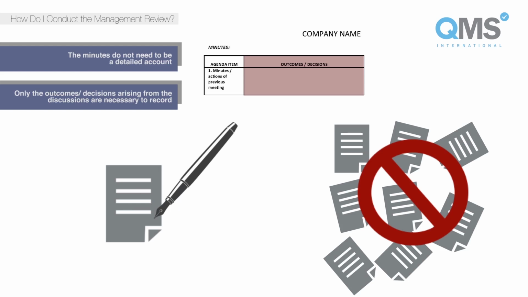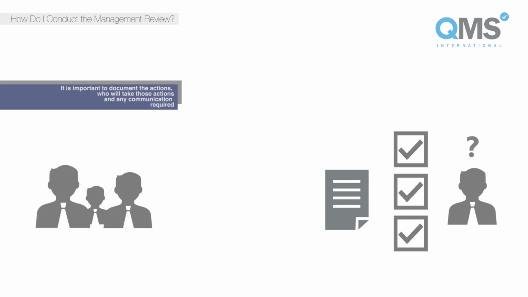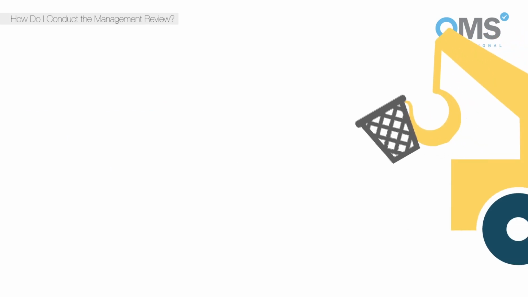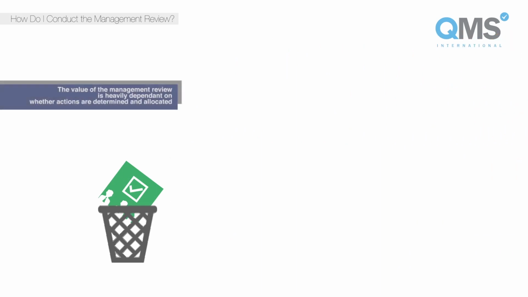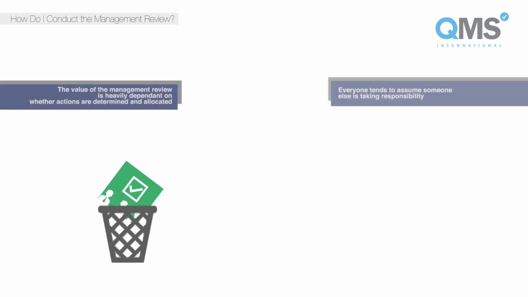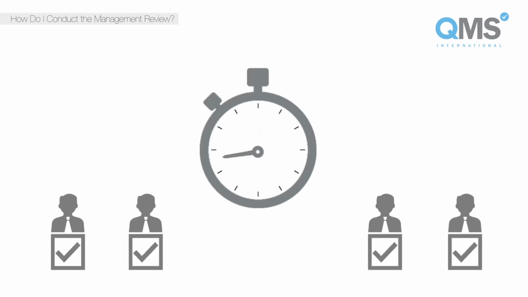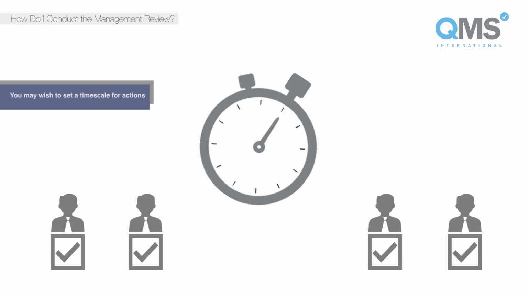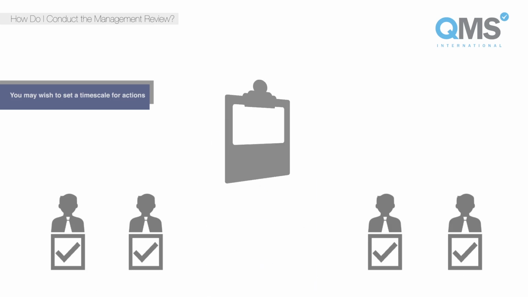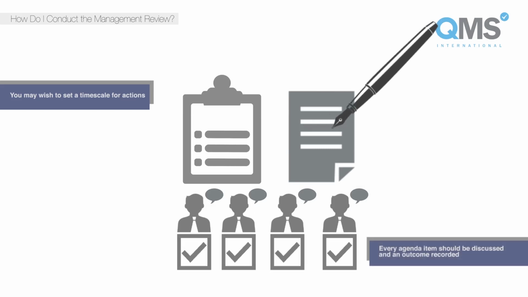It's then also important to document the actions to be taken, who will take those actions, and any communications which might be required. You're likely to find that the value of the management review is reduced considerably if actions are not determined and allocated, as everyone will tend to assume that someone else is taking responsibility. You may also wish to set a timescale for actions, depending upon their nature and urgency. As I mentioned earlier, every agenda item should be discussed and an outcome recorded.